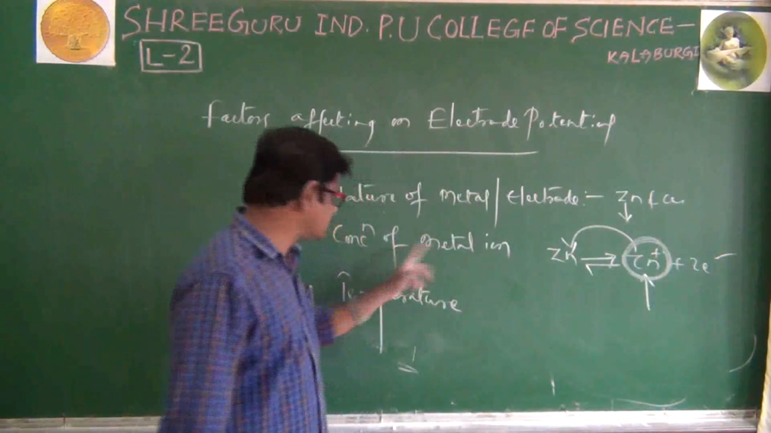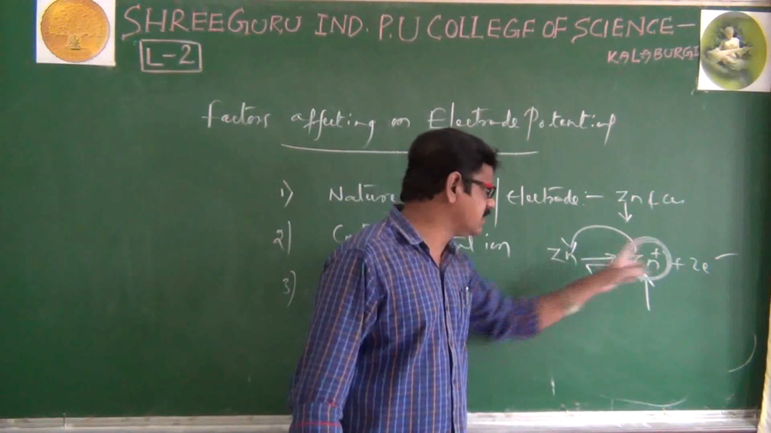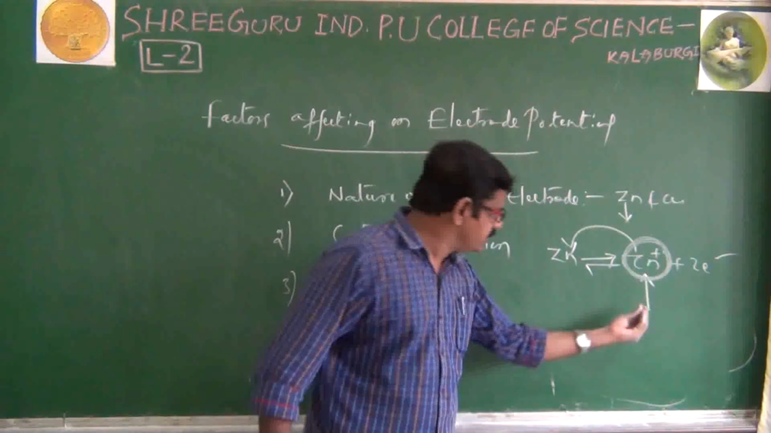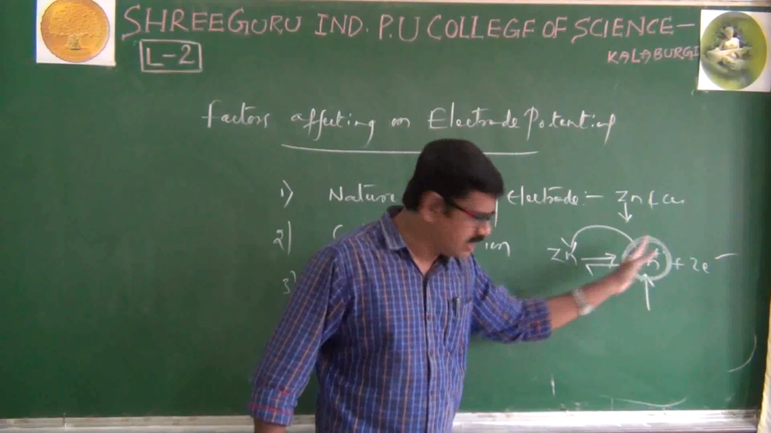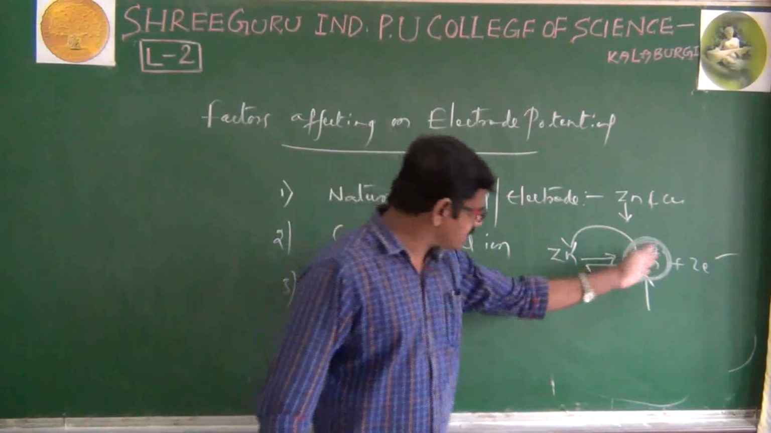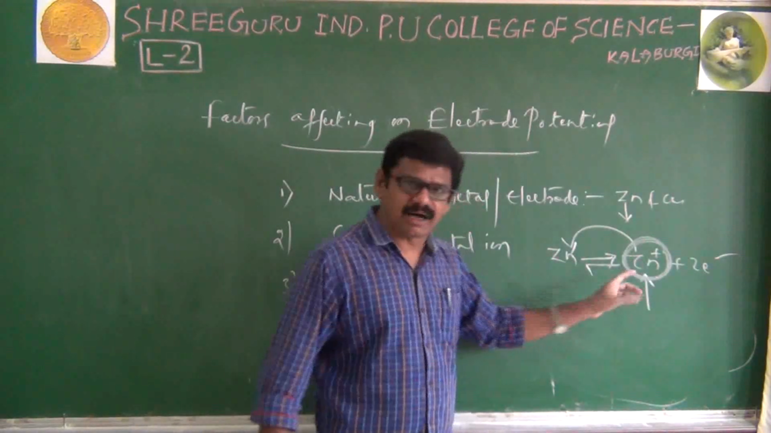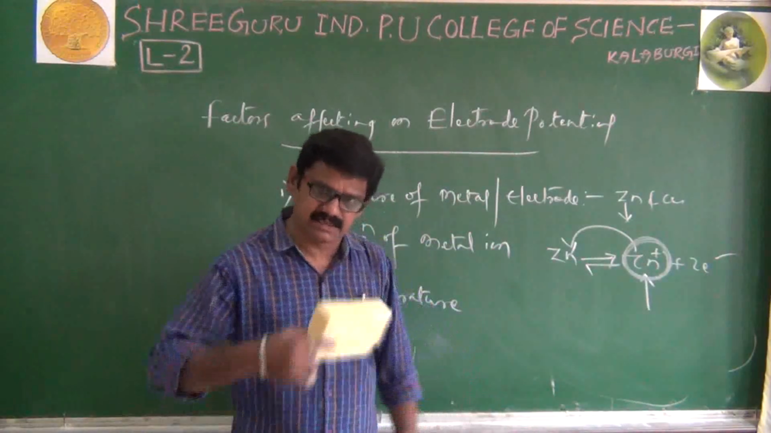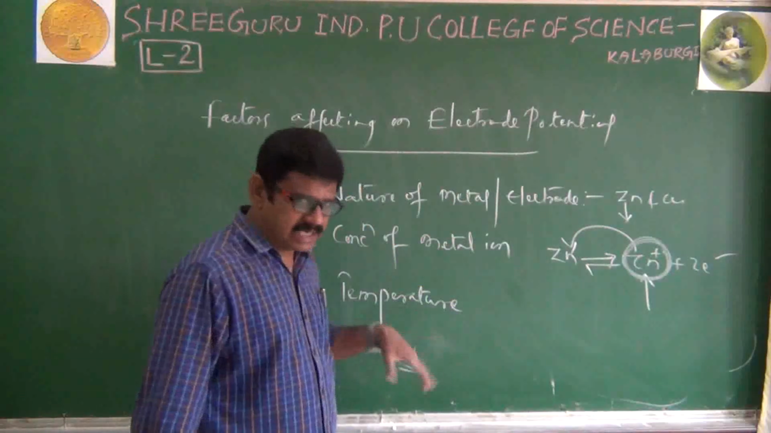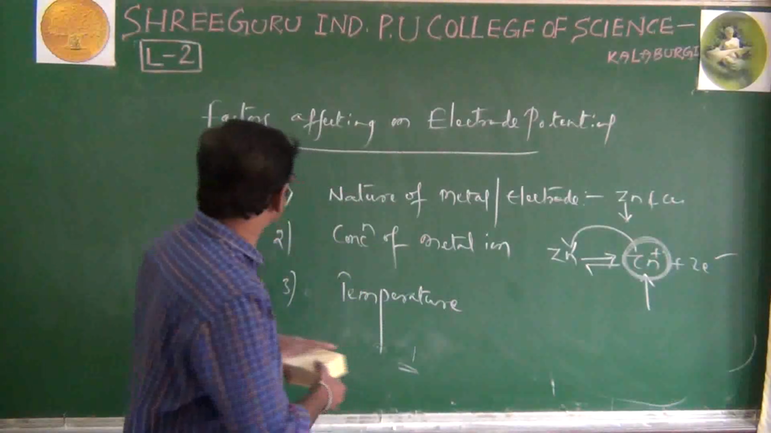The second one is concentration. Suppose zinc, by losing 2 electrons, is converted to Zn2+, so oxidation is taking place. If you increase the concentration of Zn2+, the reaction shifts backward, according to Le Chatelier's principle. When the reaction shifts in the backward direction, its oxidation potential automatically decreases, but of course reduction potential increases. And the third one is temperature. If temperature increases, electrode potential also increases.